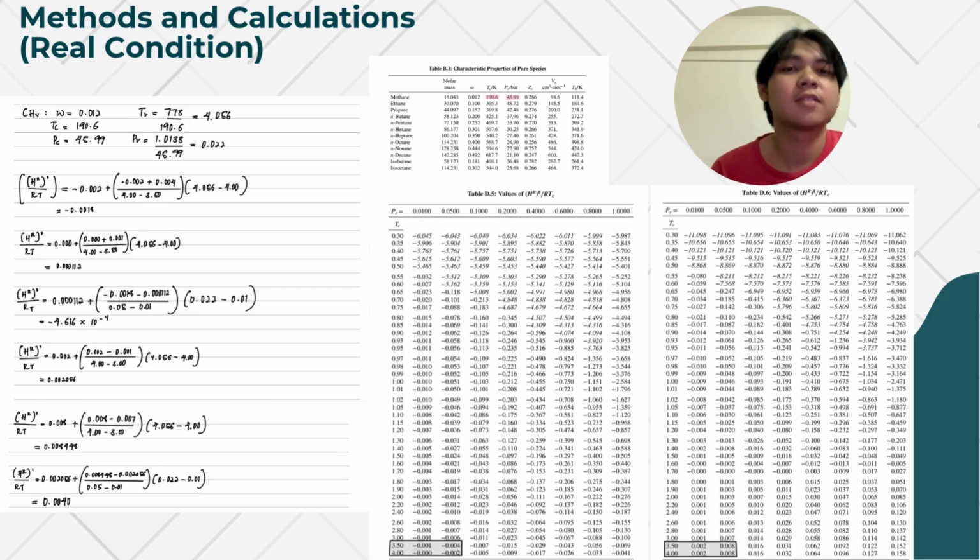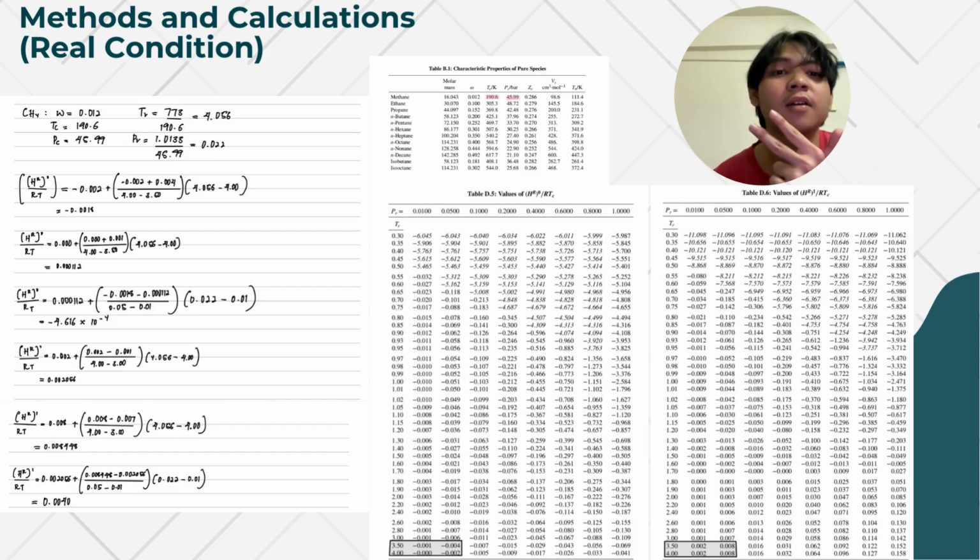Okay, now next. This slide shows the determination of reduced residual properties for methane. This is very important in order to calculate the residual enthalpy, which will later be used in order to calculate the heat. Firstly, we go to table D1 and find the values for omega, TC, and also PC.